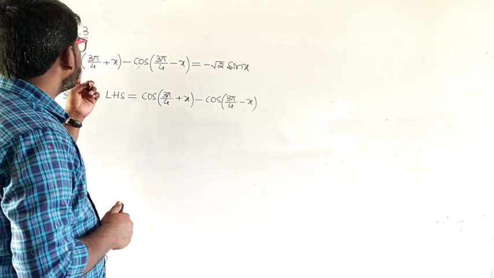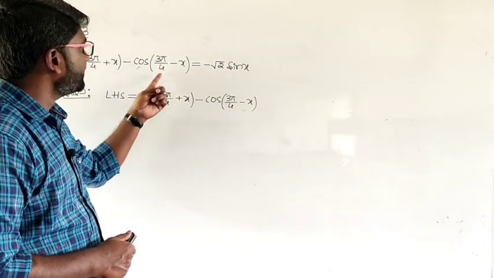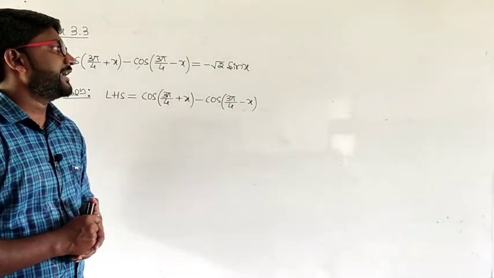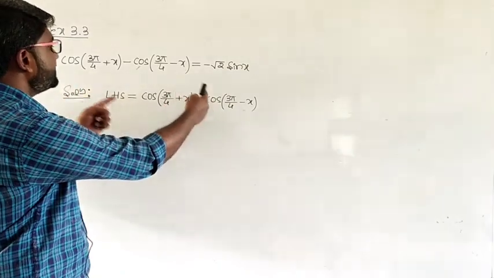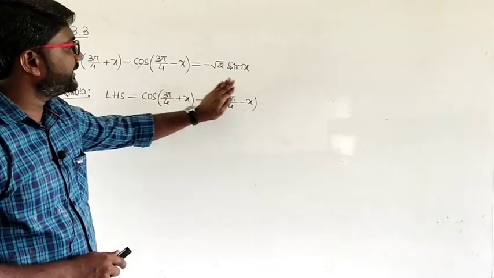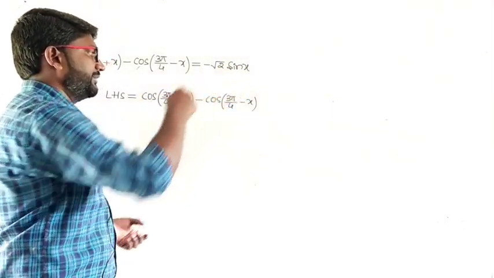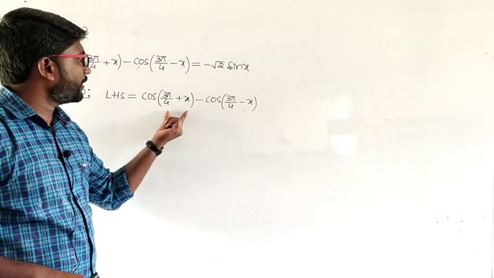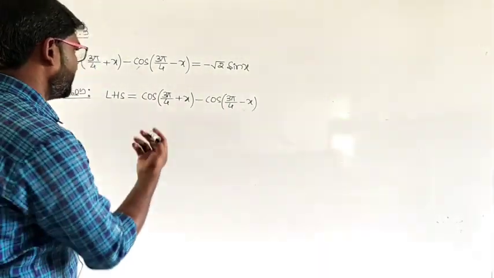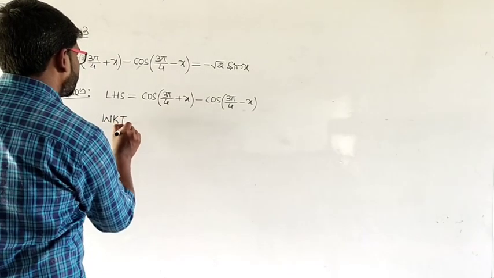It is: prove that cos of 3 pi by 4 plus x minus cos of 3 pi by 4 minus x is equal to minus root 2 sin x. I have taken this as LHS. Now this is in the form of cos x minus cos y. So let us write the formula of cos x minus cos y.